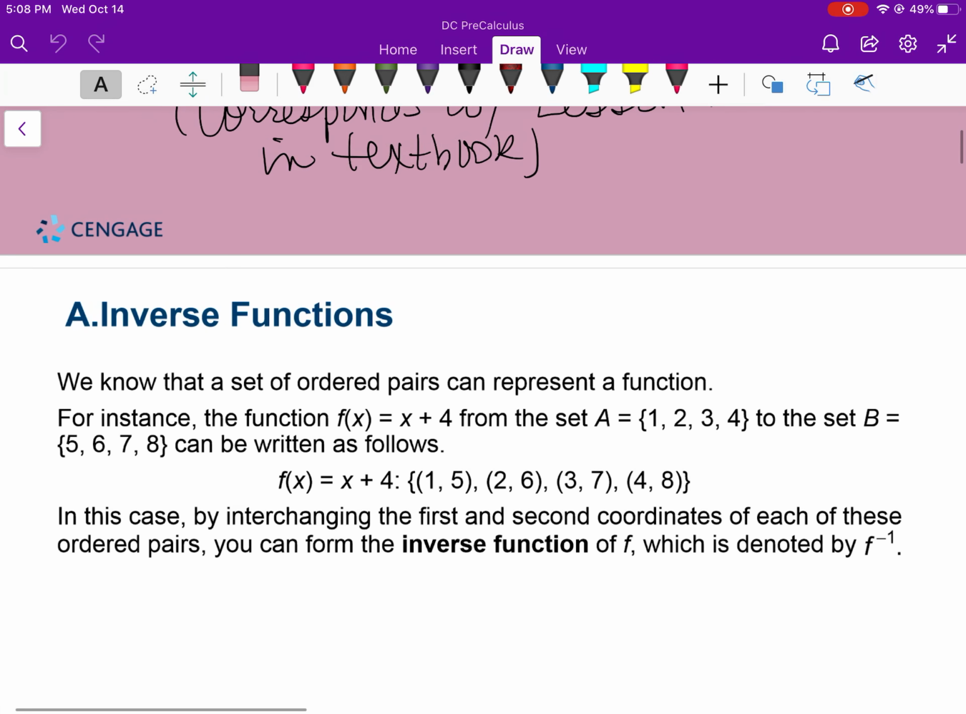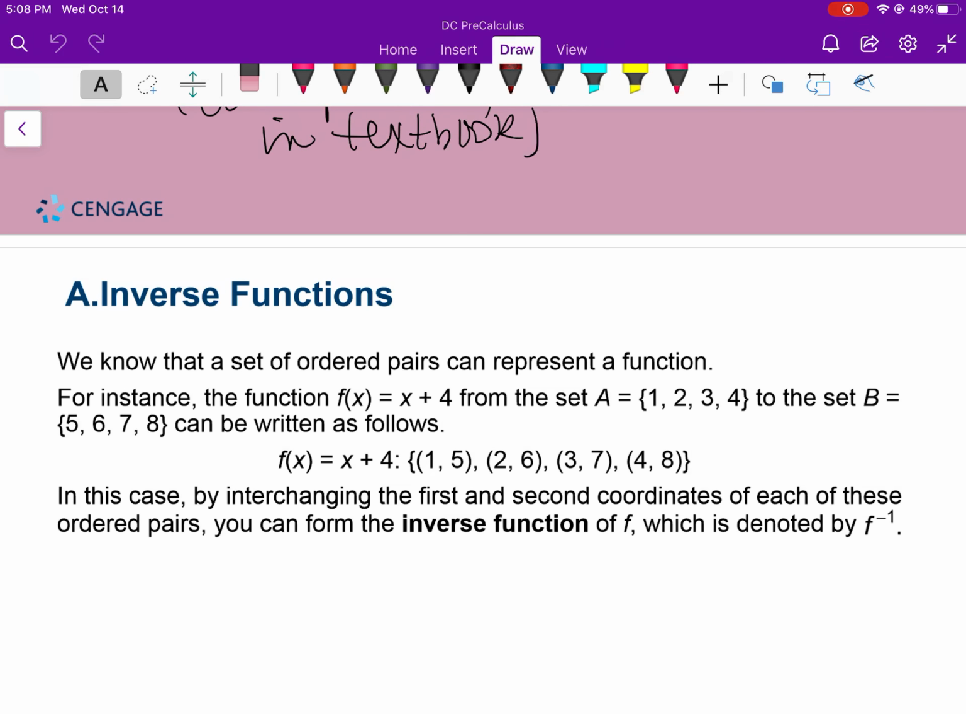So first of all, we start off with this function here, f of x equals x plus 4, and if we let x be 1, 2, 3, or 4, then we can generate these ordered pairs for our function. So if x is 1, the y is 5, if x is 2, the y is 6, and so forth. If we want to interchange the x and the y coordinates, we would create what's called an inverse function.